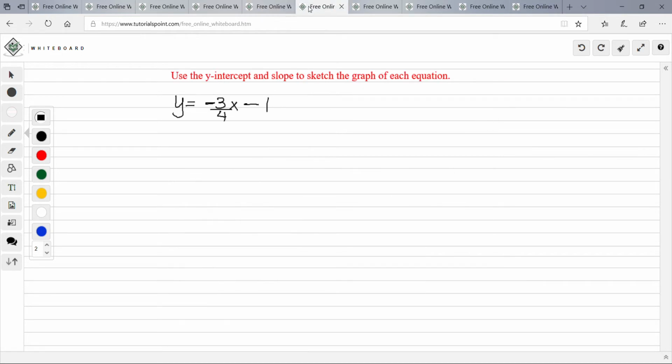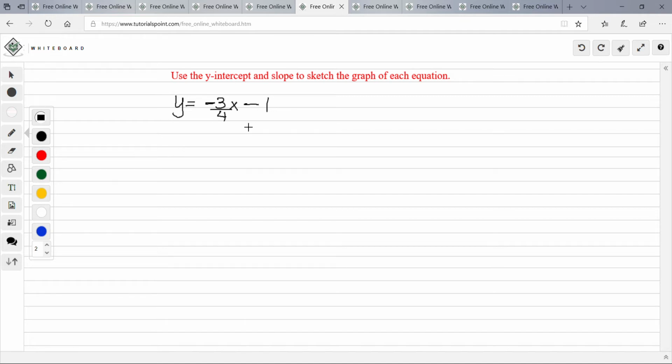Okay, so this one says, use the y-intercept and slope to sketch the graph of each equation. So remember, there's two ways to graph a linear equation. You can find the y-intercept. This one is good. I'll show you.